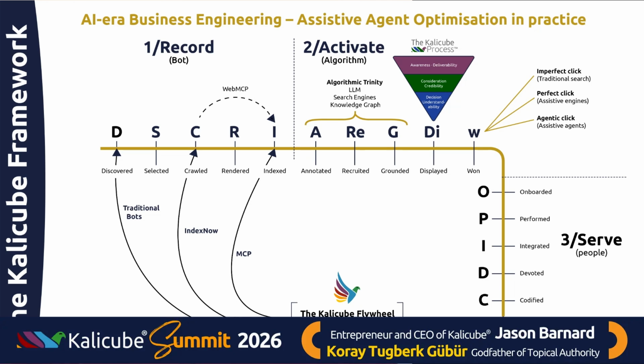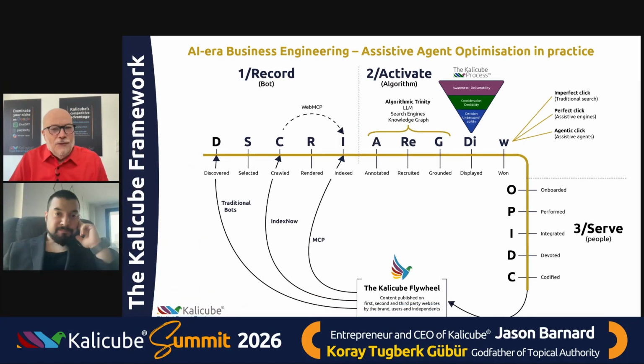I just showed you this before the show, talking about the bots over there on the left that collect the information, the algorithms that activate it, put it into the display level, which is the AI assistive engine. Somebody wins the click, somebody wins the client, then we serve them through our business OPIDC, codify it, and loop it back through into the bot. What do you think of this as an approach and a presentation?